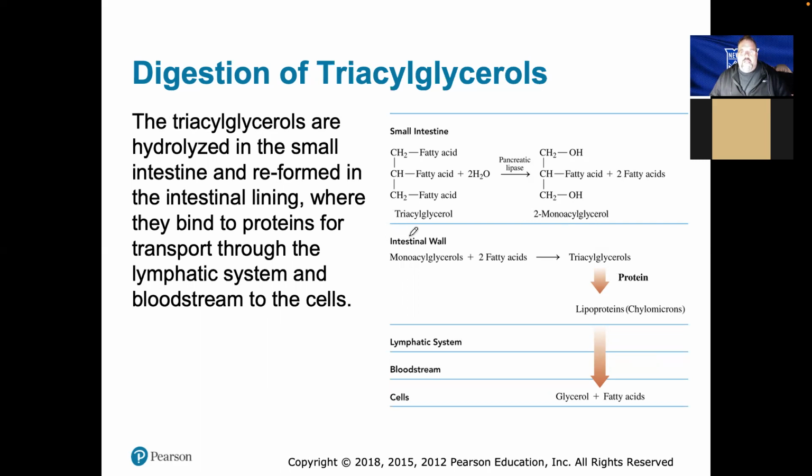2-monoacylglycerol. Into the intestinal wall, where your monoacylglycerols and your fatty acids actually recombine into triacylglycerols, combined with protein in the form of lipoproteins. Because remember, we talked about in the lipid chapter, how are lipids transported through the body? They're transported through the body as part of these spherical particles known as lipoproteins. Through the lymphatic system, through the bloodstream, and into the cells, where the triacylglycerols will be broken down into glycerol and fatty acids.